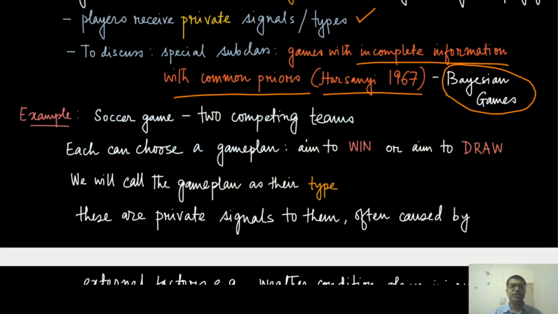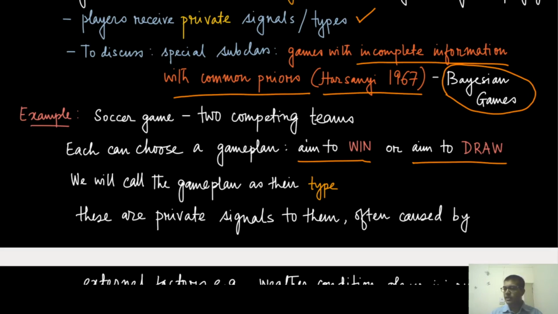Let's say in a soccer game, there are two competing teams clashing against each other. Each of these teams can choose a game plan. The game plan is like the ideation or the plan of how they are going to play. They can either aim to win or maybe aim to draw. Their moves on the field will largely be governed by what game plan they start with.